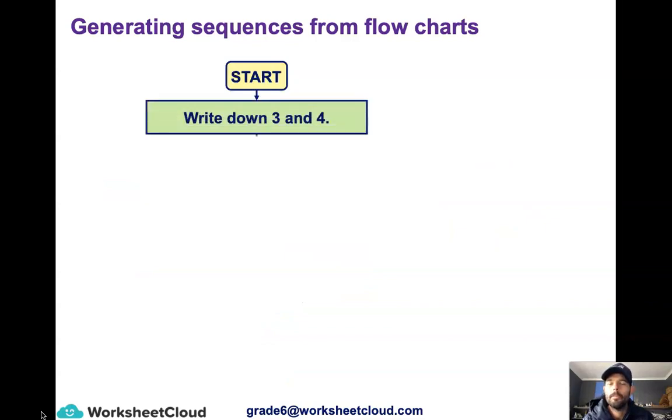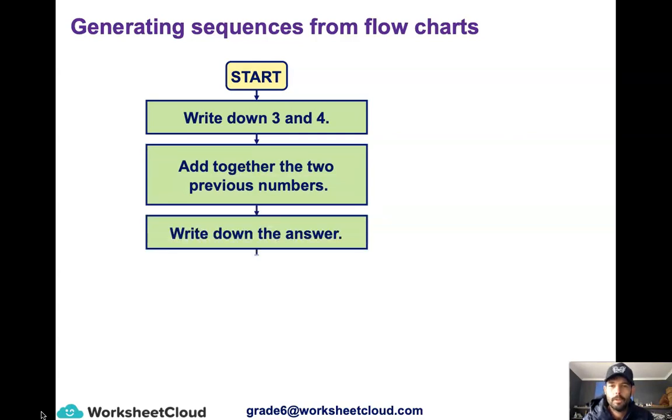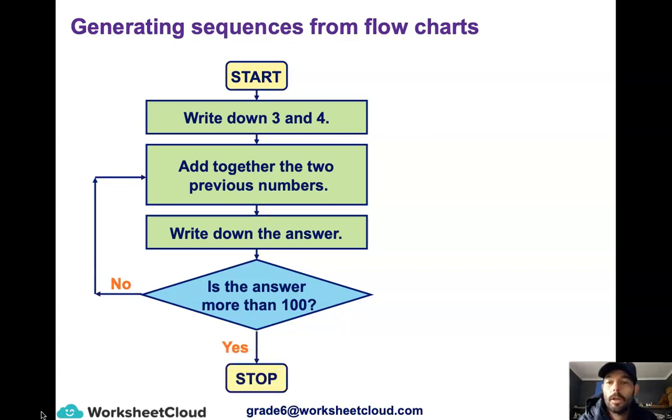Let's have another go. So here you're going to write down 3 and 4. You're going to add together the 2 previous numbers. You're going to write down the answer. If the answer is more than 100, then you're going to stop. And if the answer is less than 100, you need to continue until you get to more than 100. So again, I'm going to give you a few seconds to write down the sequence to see if you can generate it, separate it with commas, and let's see how you guys get on.